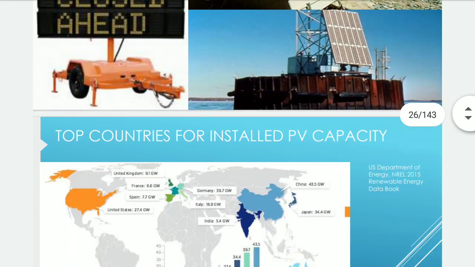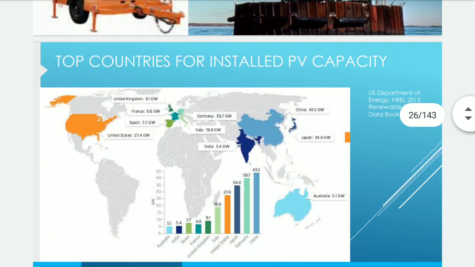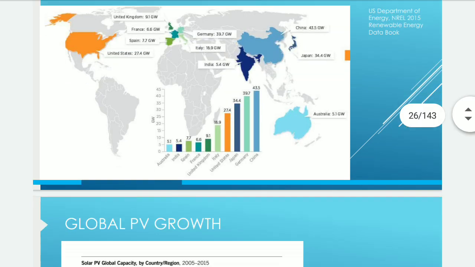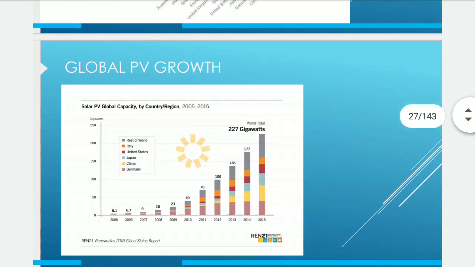Top countries for installed PV capacity, from the US Department of Energy NREL 2015 Renewable Energy Data Book. Global PV growth: solar PV global capacity by country and region, 2005 to 2015, 227 gigawatt.